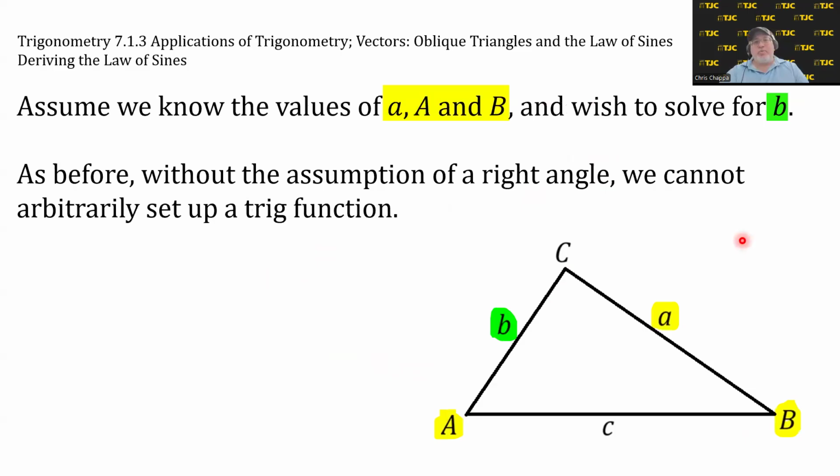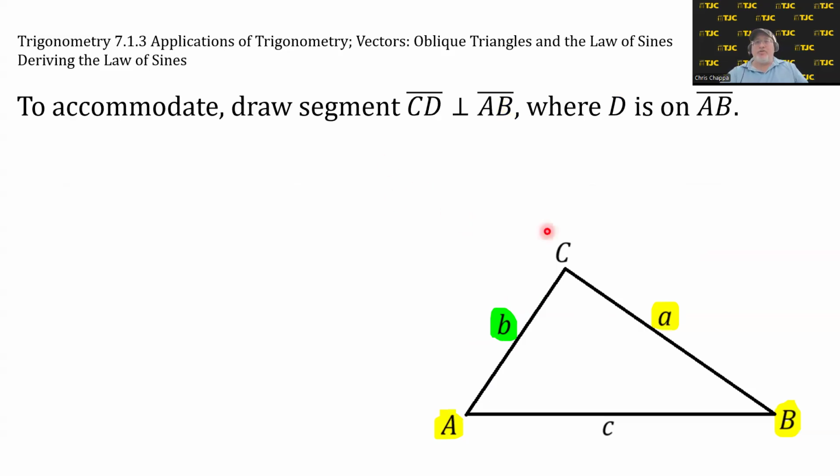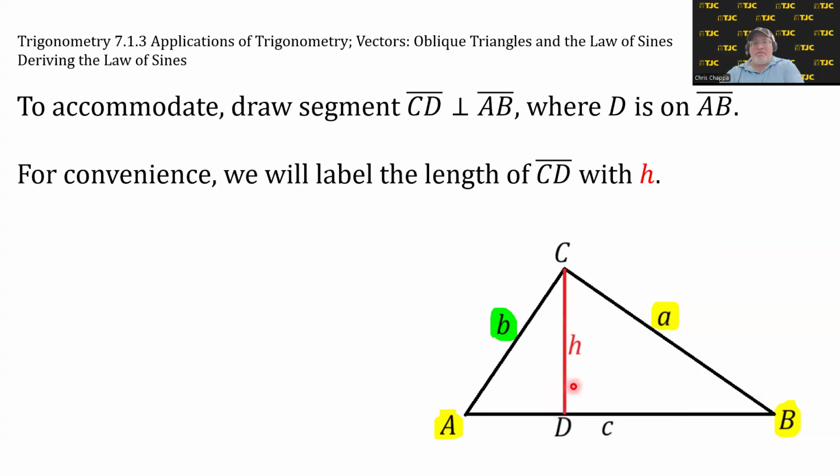Now, let's assume we know the values of side a and angle B, all highlighted in yellow, and we wish to solve for side b. As before, without the assumption of a right triangle, we cannot arbitrarily set up a trig function. So to accommodate, we draw segment CD perpendicular to AB, where D is on AB. So we do the same thing we did before. For convenience, we're going to label the length of segment CD with h, which of course stands for height in this picture.